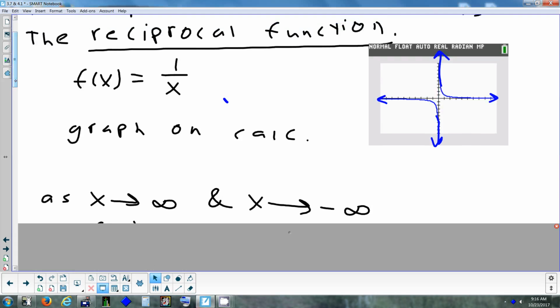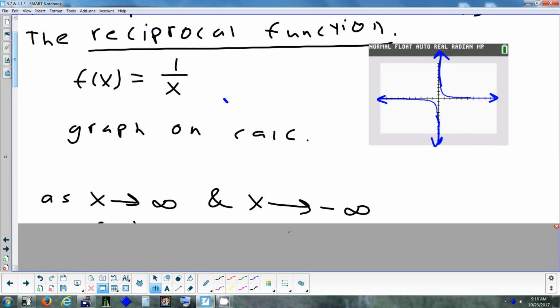Okay. So let's look at what happens as x approaches infinity and as x approaches negative infinity. What's happening to your y value? And it's the same answer for both. As x approaches infinity and as x approaches negative infinity, what's the y value getting closer and closer to?